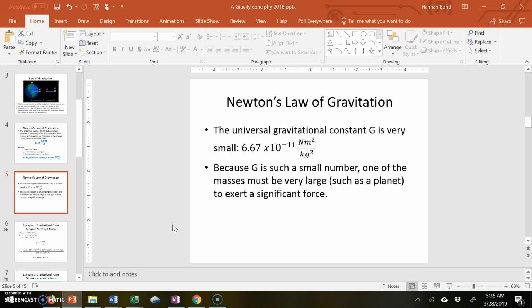That universal gravitational constant, given by the uppercase G, is a very small number. It's times 10 to the negative 11th. And because this constant is so small, that means that one of the masses has to be very large, something like a planet or a moon or a star, in order for the gravitational force to be very significant.